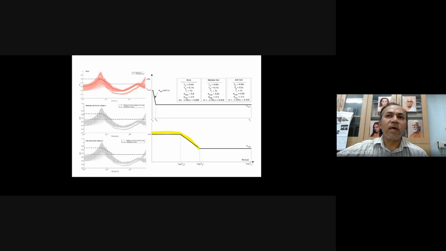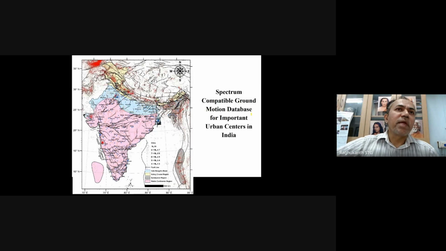Once you derive the horizontal spectrum, you multiply it by this trilinear function to get the vertical spectrum. This is very important for tall buildings, where the vertical component is also significant. So this can be used to construct your vertical response spectra. This also has been given in our code, and of course we have given this for rock, then medium soil as well as soft soil, that is the A, B, then C and D type classification.